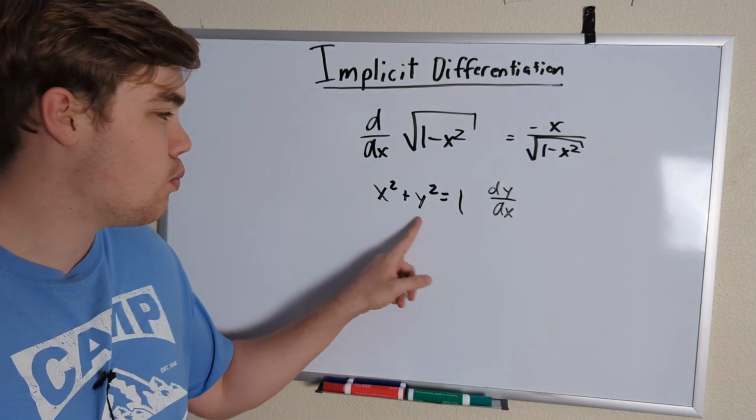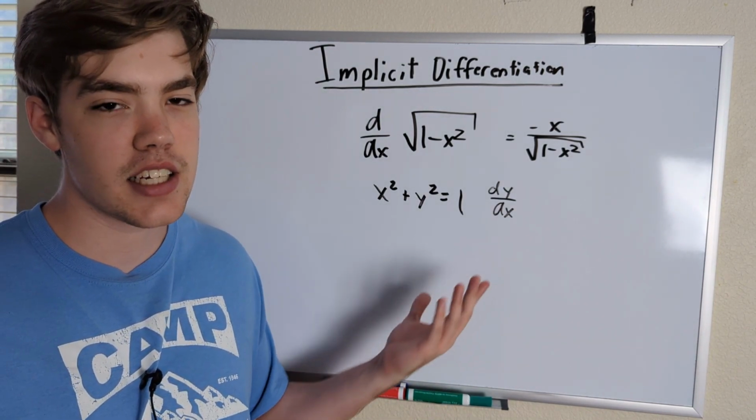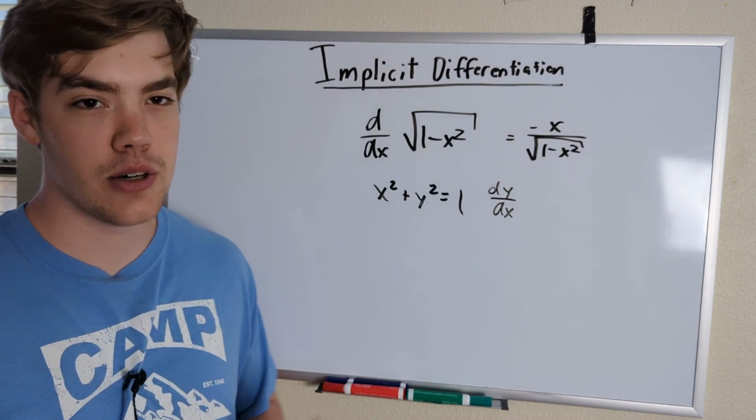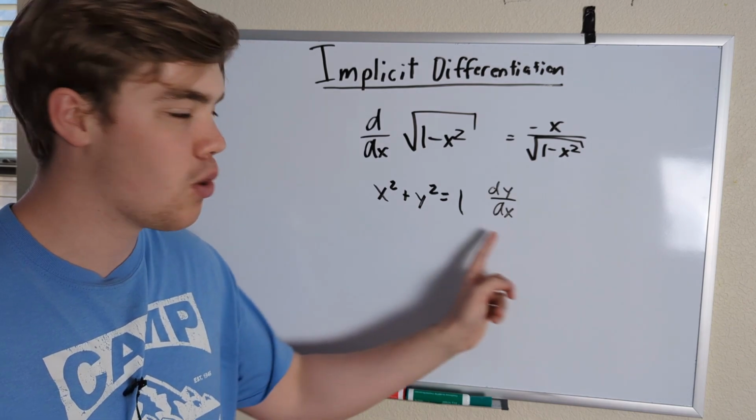How do we do that? We have this y variable here, which isn't the same as the x variable. How do we derive for that? That's a good question, and that's what we're going to be solving today with implicit differentiation. Let's actually work this example out.